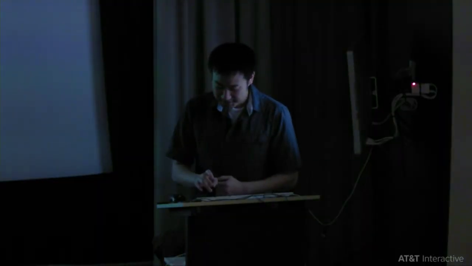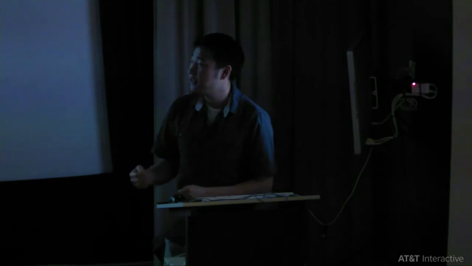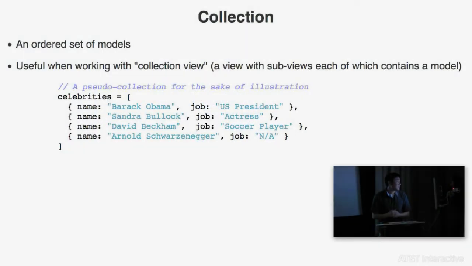So that's the model. And then what you also get is a collection. A lot of times you're not just dealing with one piece of data, but with a lot of it. So a collection is an ordered set of models. Basically, you get all the functionality in a model, but now you get it on the entire array.